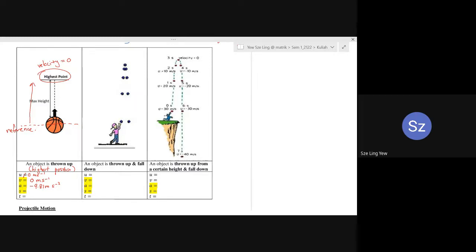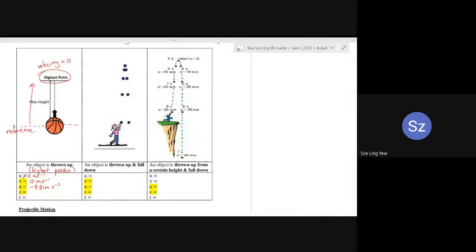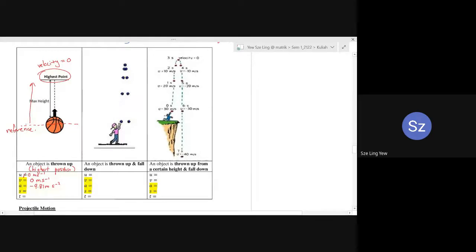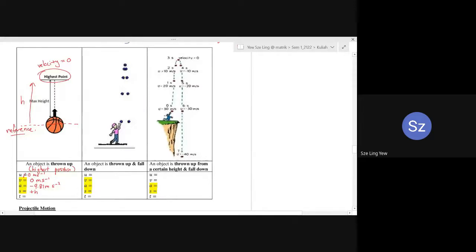Now what happens to the s? So you throw something up, the object is moving towards a position that is above our reference position. Therefore, we have positive h. Let's assume this is h. So we have a positive h. And again, time is an unknown.